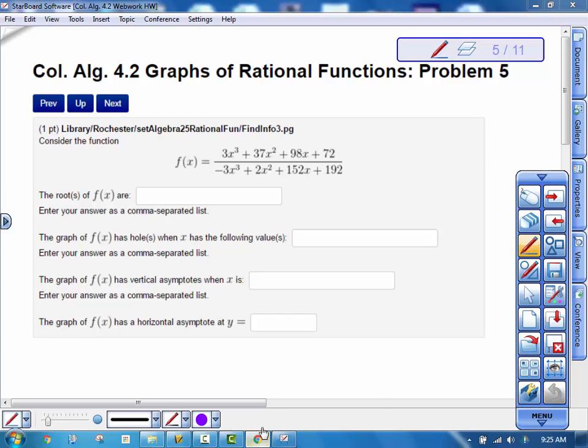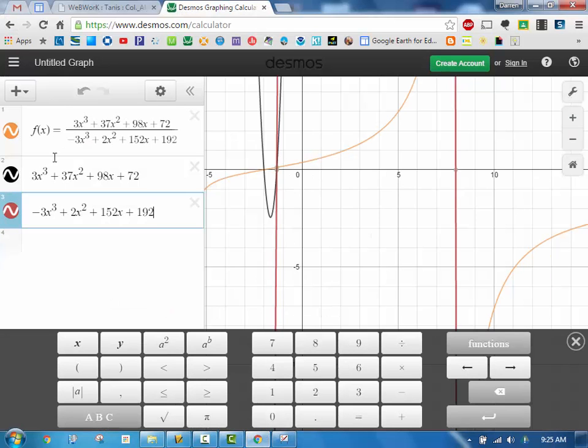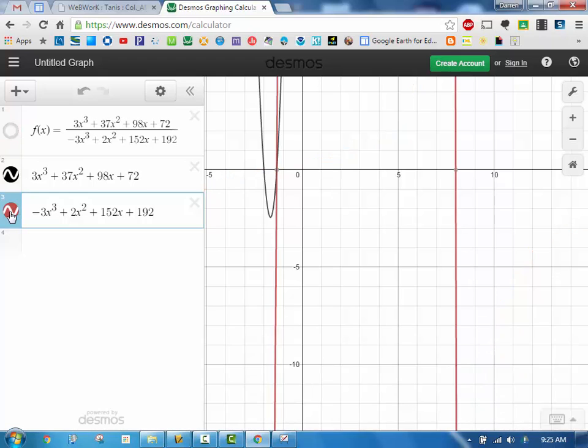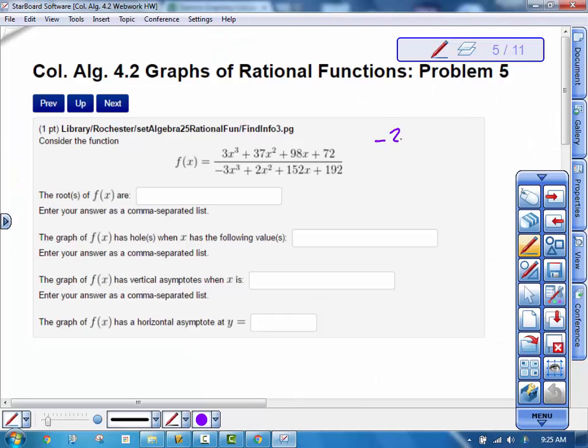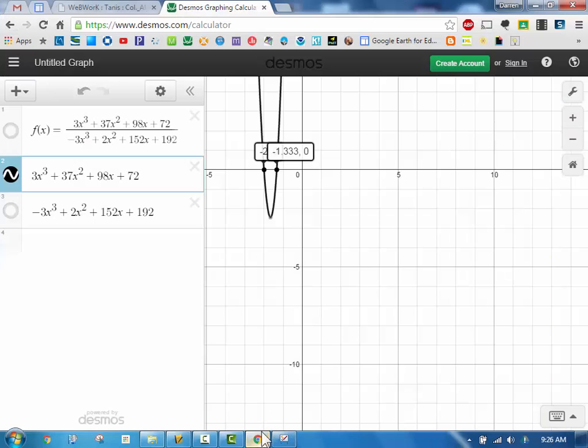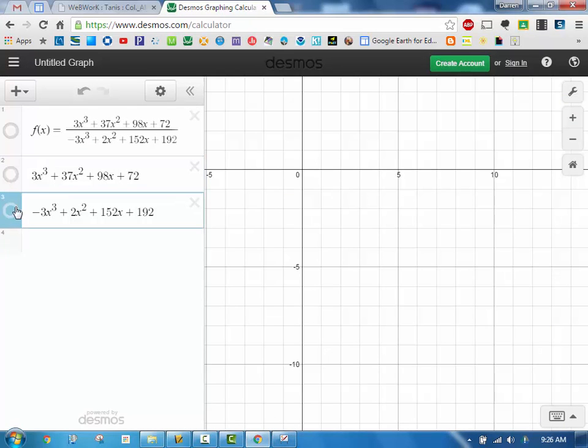Okay, so we're looking at just the top. So I'm going to graph just the top. And it looks like the top has zeros at -2 and -4/3. So I'll write those down, -2 and -4/3. And we want to look at where the zeros are for the bottom too, because we need to figure out where the holes are. So the bottom has zeros at -4/3 and 8.